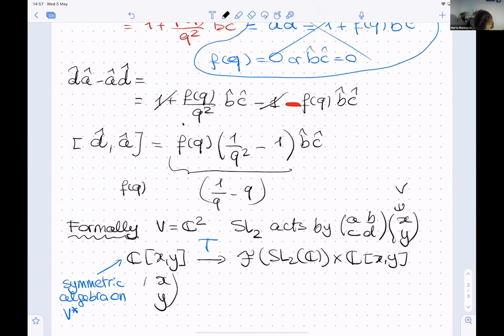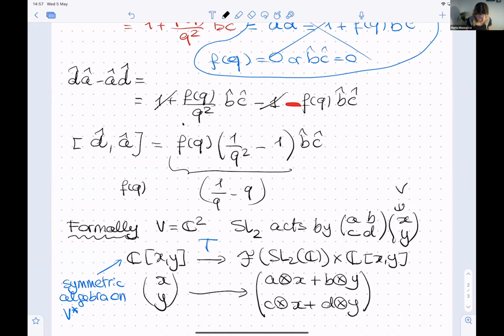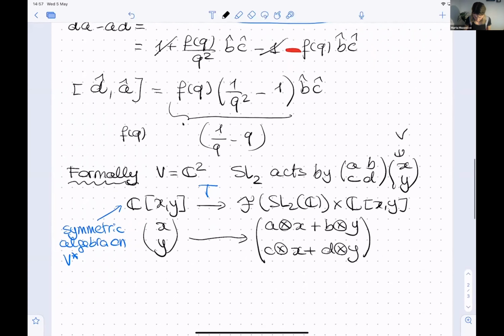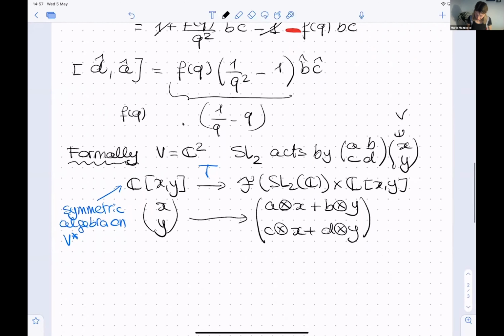X, Y will go to some symbol which we call A tensor X plus B tensor Y. So it's a tensorial way of thinking about matrix multiplication, if you like, plus D tensor Y. Okay? And then what we do when we quantize, the idea is that we want to deform this guy, but we deform it also.